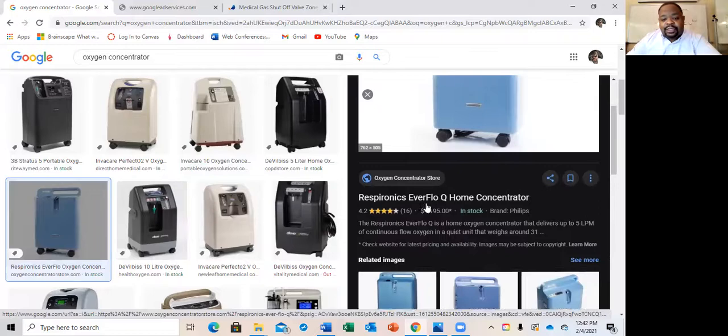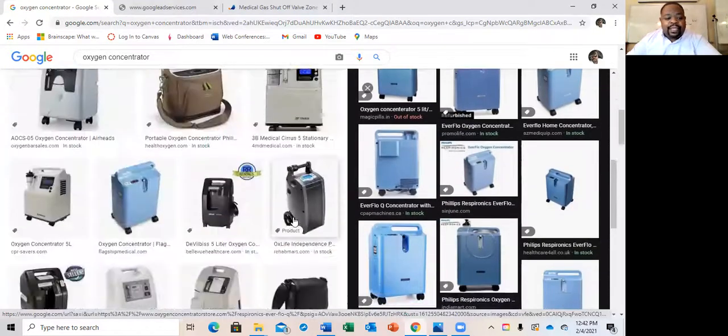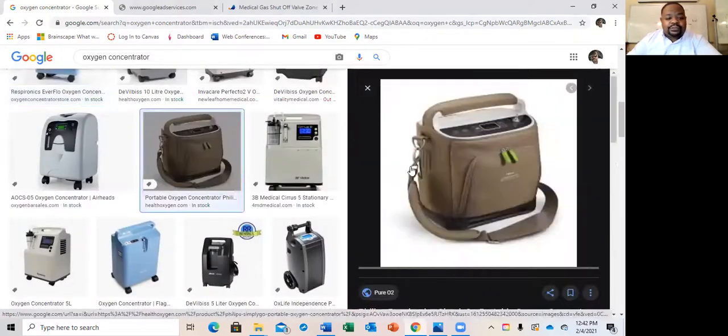But like I said, there are several kinds. This also is an oxygen concentrator, right? They have some travel oxygen concentrators. They're portable, look at that one. You're on a plane or whatever, you can have it, and it's constantly making oxygen. This one will run by battery.